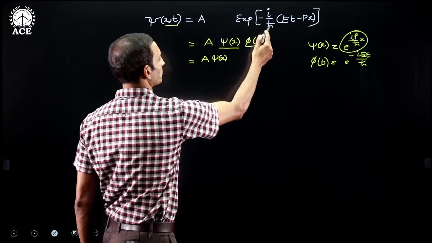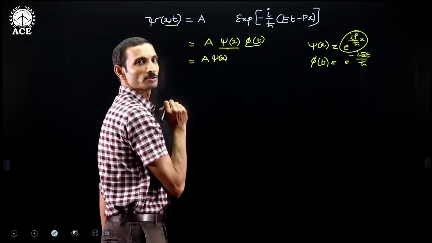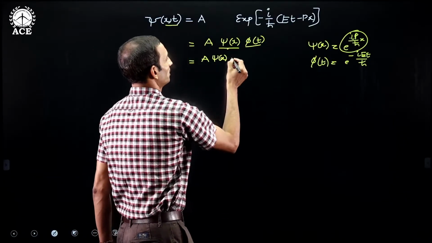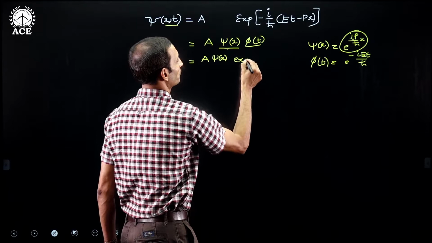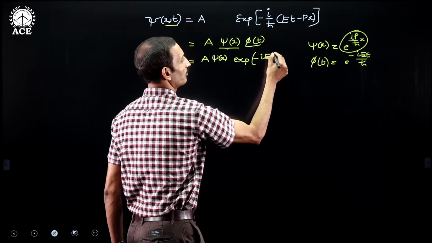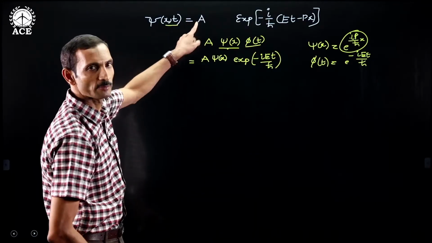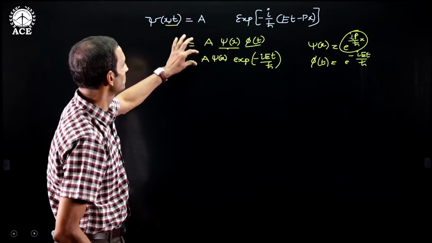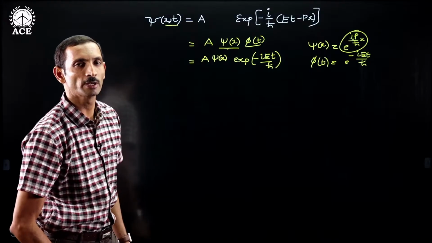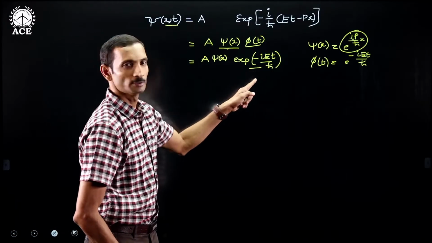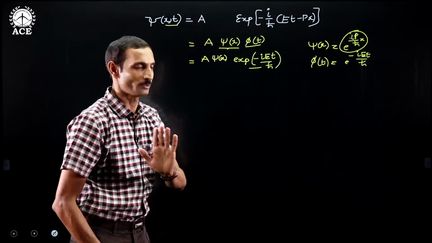Understood what I have done? I'm going to write it as two functions, in order to get to time independency. So I've written A into psi of x, which is as it is, and phi of t is exponential of minus iEt by h cross. I have considered the same equation 1, which I have written as a function of two terms, one function only in x, the other function only in t. I want to eliminate this one, that's why I have written it as exponential of minus iEt by h cross. Just see what would happen.